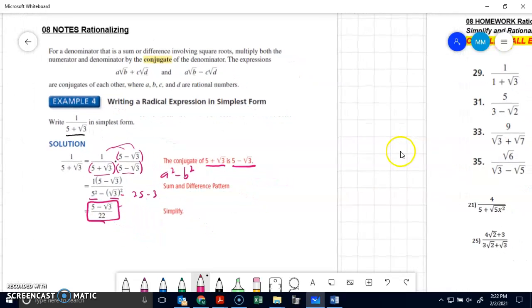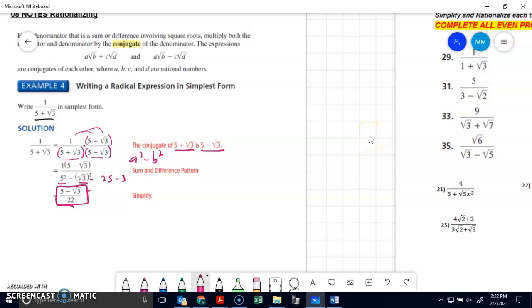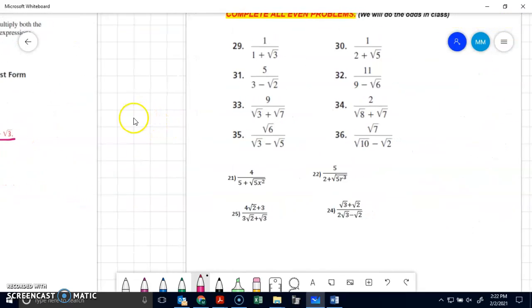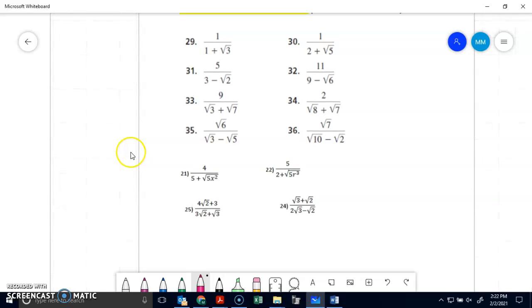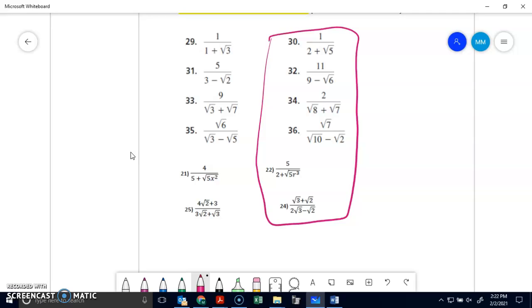And I know some of us talked about that already yesterday. I just wanted to do a couple of these, especially leading into that last one, number 25, 24. I'm going to do a few odds. For homework, you were only doing the evens, and that's in the directions. So something like maybe 33. Let's just do a couple of these together.